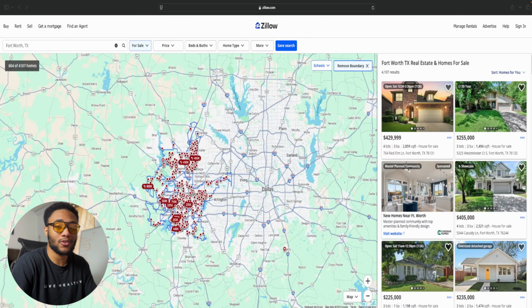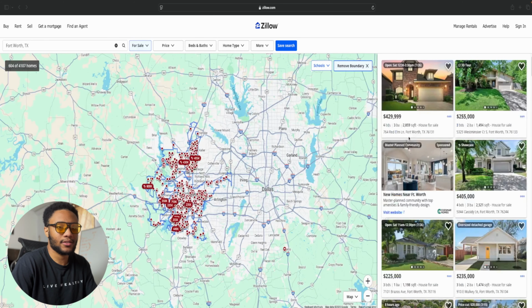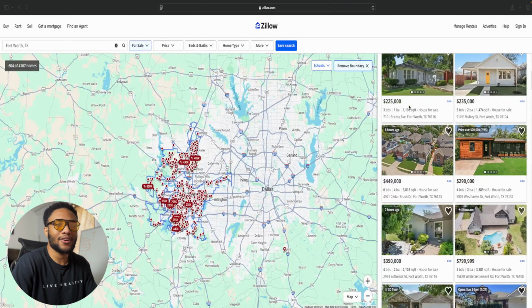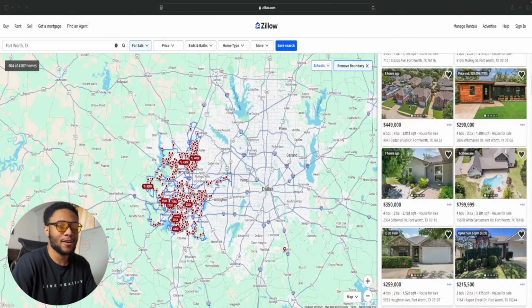We're going to use Zillow as a representation of a marketplace because if anything, it's a really good representation of the home market or housing market. So we got Fort Worth, Texas. All right. And over here on the right hand side, you can see that there are a bunch of offers for houses, people that are willing to sell their houses.